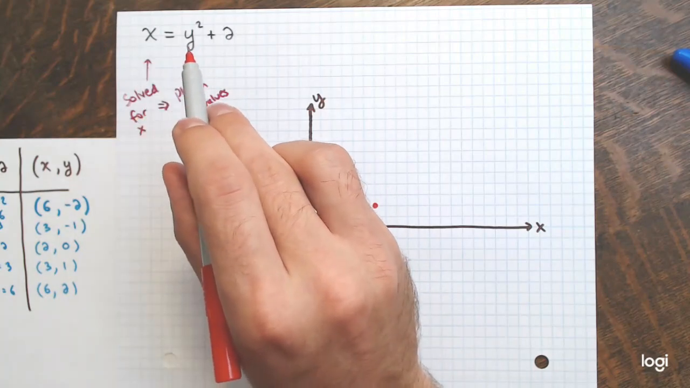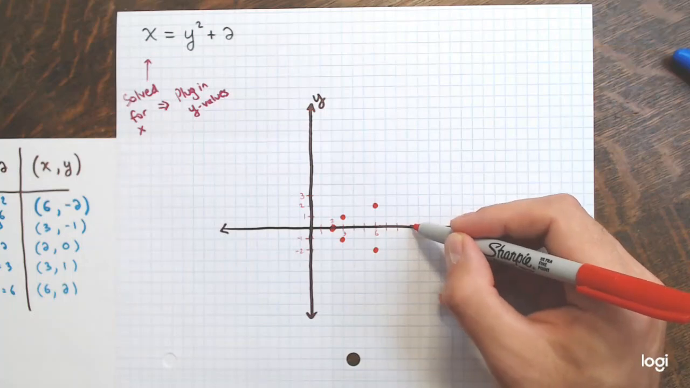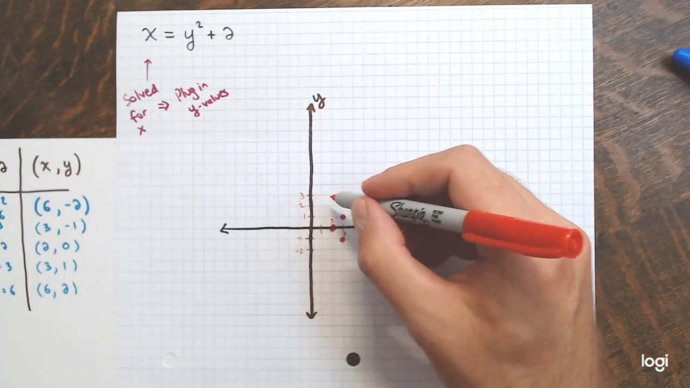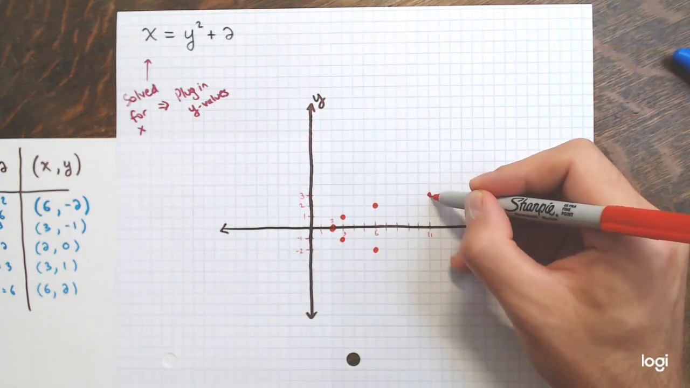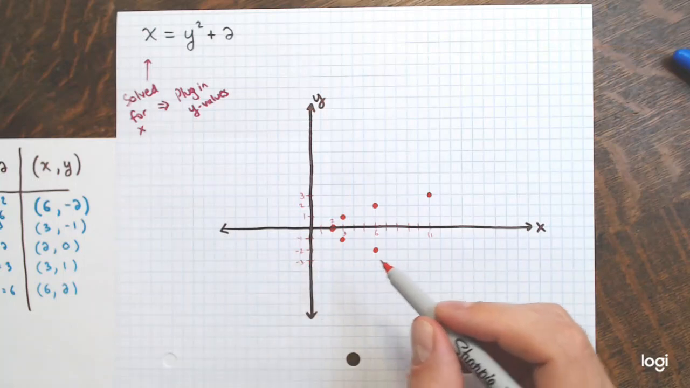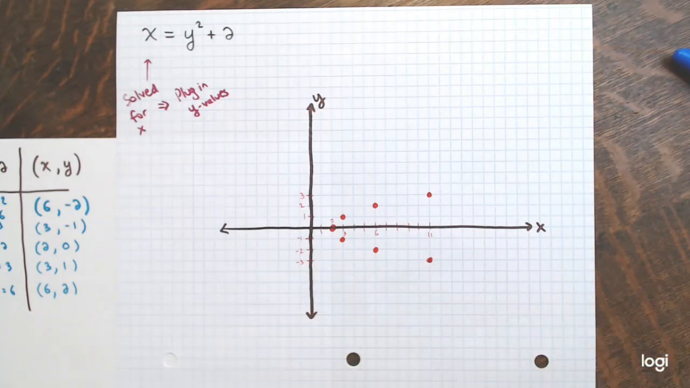3 squared, or 9, plus 2 is 11. So 7, 8, 9, 10. You'd have 11 for the x, 3 for the y, and that'd be that point out there. And if you plugged in -3 for y, you'd also get 11 for x, right? -3 squared plus 2, and that'd be that point down there, 11 for x, -3 for y.